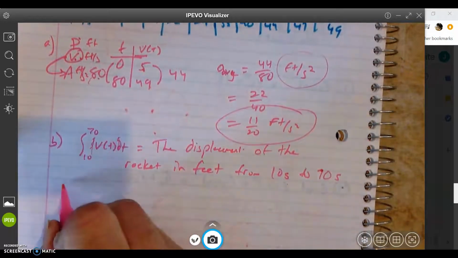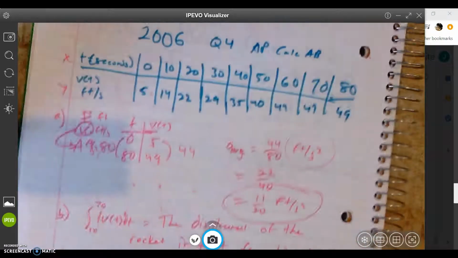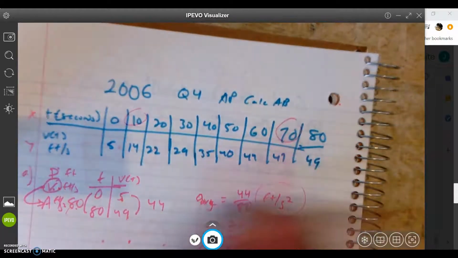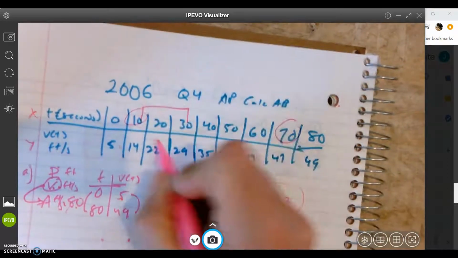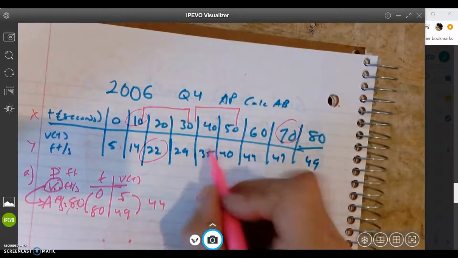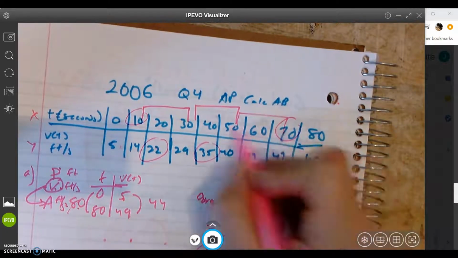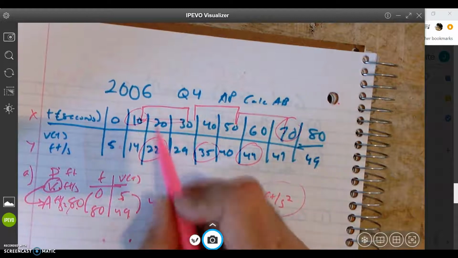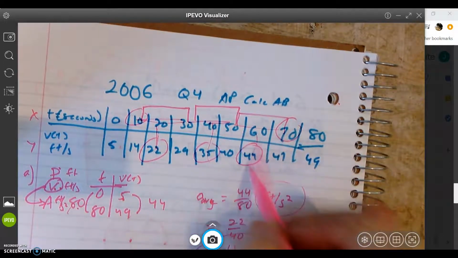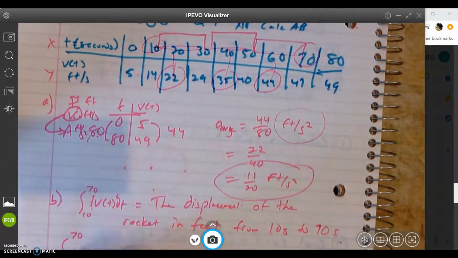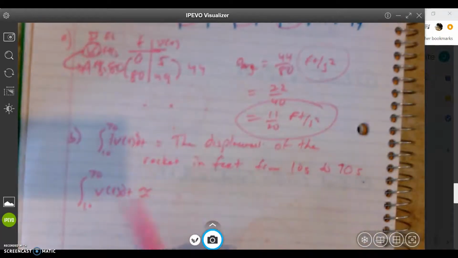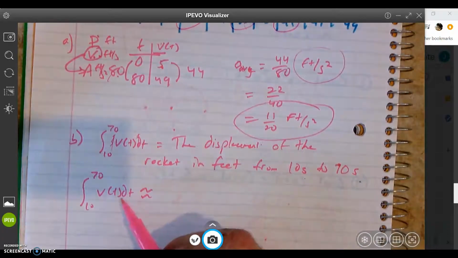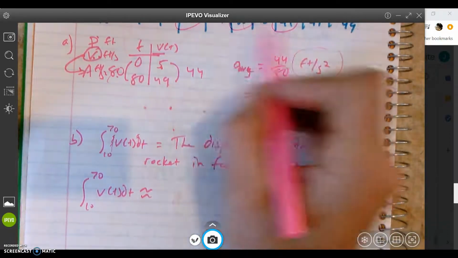Now we have to find the midpoint Riemann sum. So between 10 and 70. If you don't understand how to do this, always just draw it out. We know that we can do this and figure it out. This is the base and this is the height, this is the base, this is the height, this is the base, this is the height. So the integral from 10 to 70 of v of t dt is approximately, because this is just an estimate. We don't know exactly how many feet. We just know these velocity measurements.